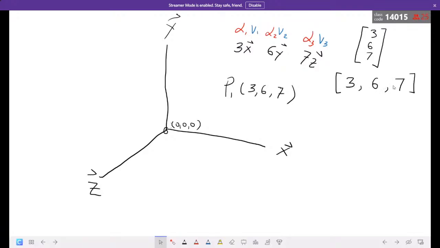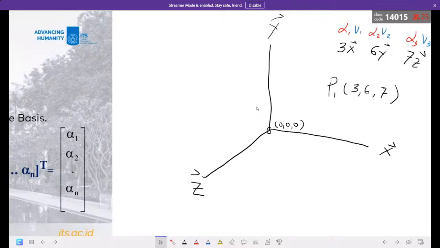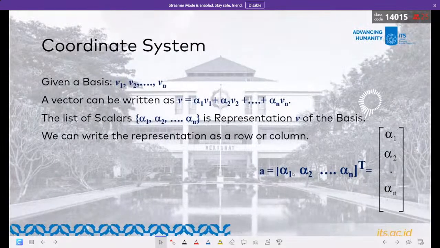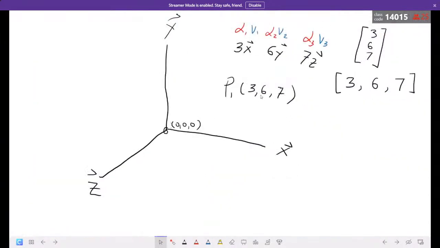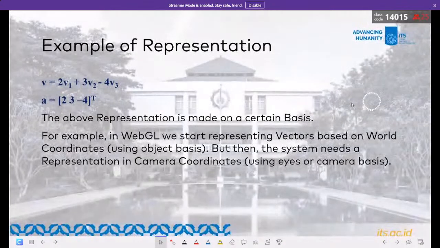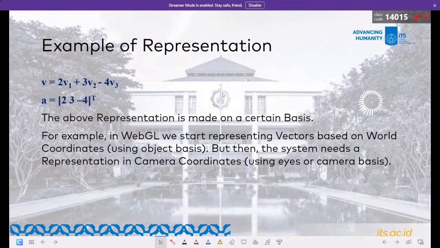This row representation in math usually uses a comma as a separator, but I think it's also the same for the case in our programming language. A JavaScript array will need a comma to separate the values. Example of representation, so it's going to be like this.